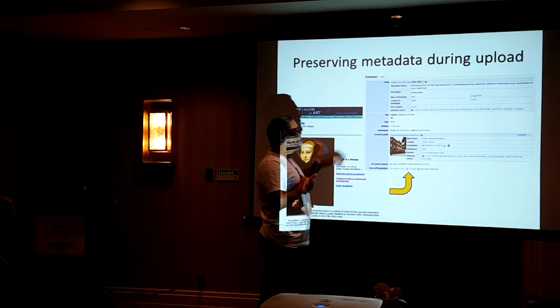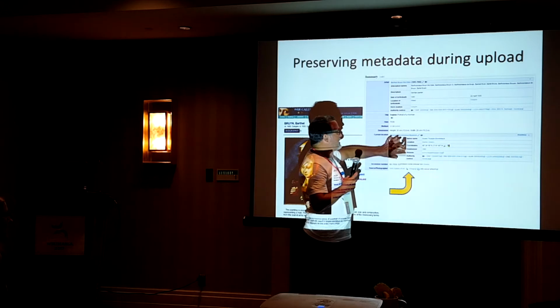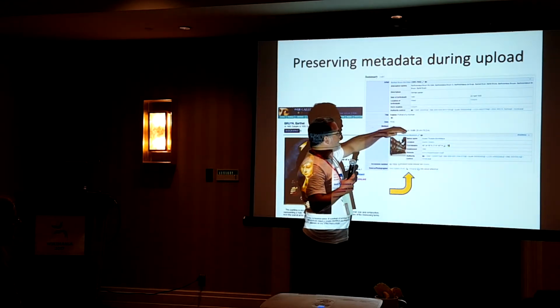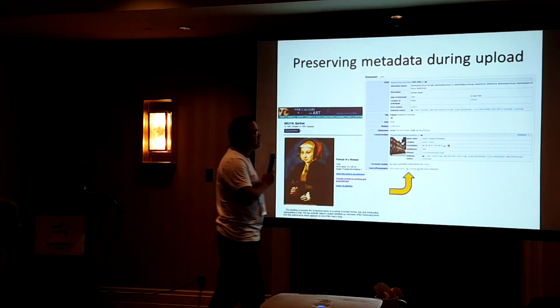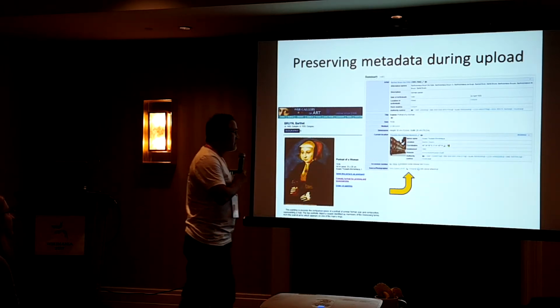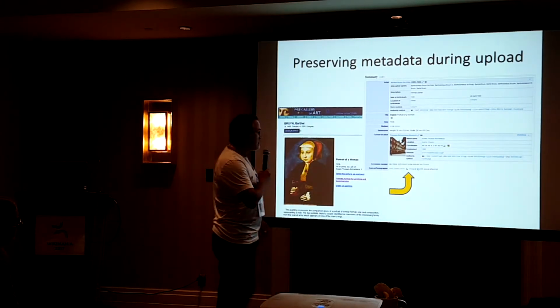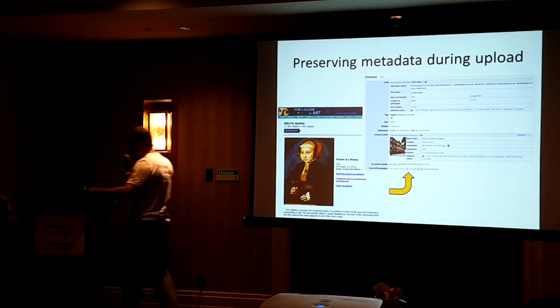So we have a creator template. We have here an institution template and information that are relevant to a specific painting, including accession numbers and things like that.